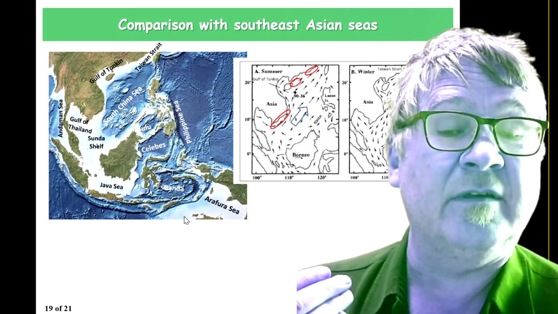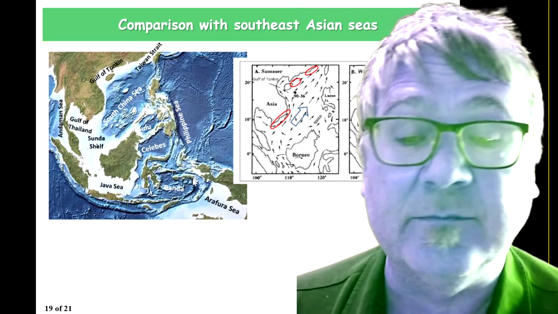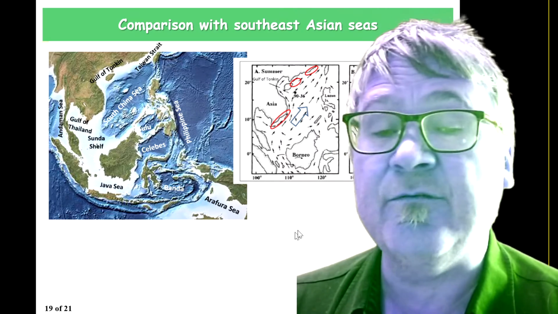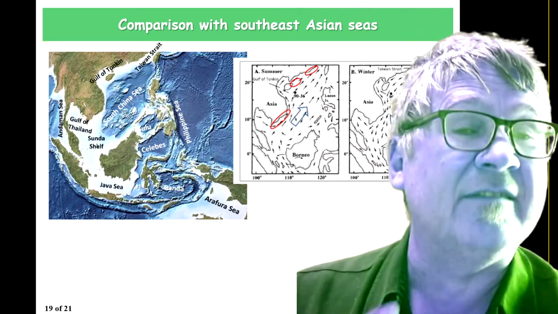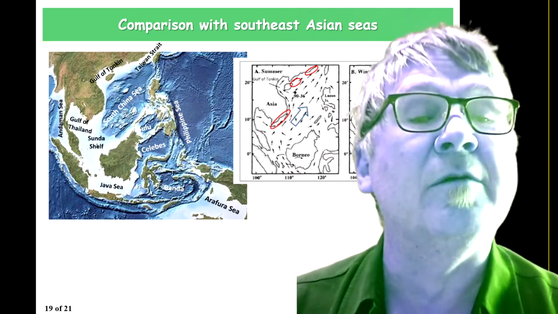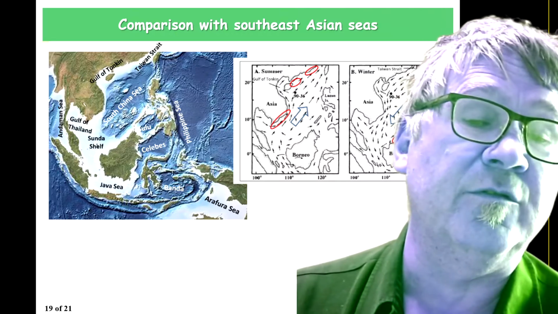Also, you can see a little bit of the northern coastline of Australia and the Arafura Sea. Here you can see the Arafura Sea. So what determines the upwelling in these regions, or some of the upwelling, are seasonal changes due to the monsoons.